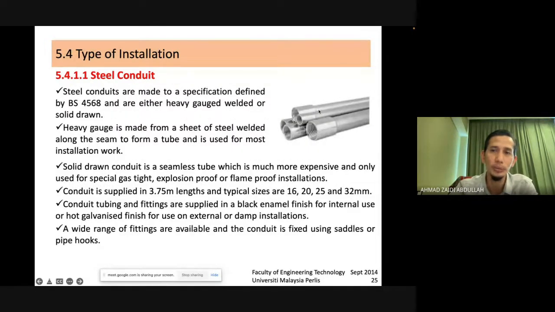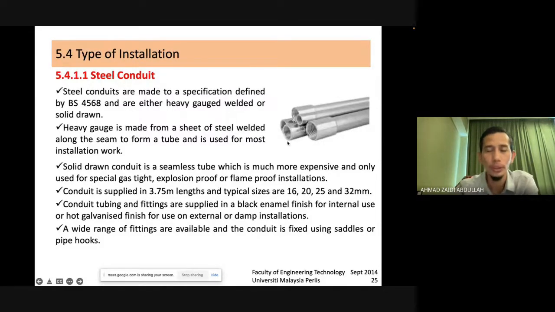So this is the figure sample of the steel conduit. So it is made to a spec defined by BS 4568 and is a heavy gauge welded or solid drawn. So it is made from a sheet of steel welded along the seam to form a tube and is used for most installation work. So solid drawn conduit is seamless tube, which is much more expensive. And then it is only used for special gas type, explosion proof or flame proof installation. Tapi JKR suruh guna kan.